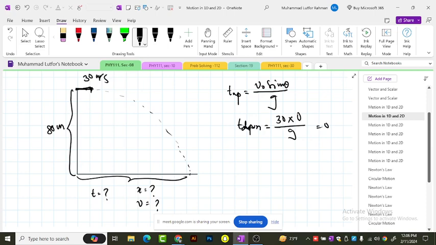Is it meaningful? If you throw something at 30 meters per second from 80 meters, your equation is telling you it will take 0 seconds, that it will instantaneously fall to the ground. But that is wrong, which is not right. That means this is not the general formula. This is a very special formula you memorize for projectile motion.